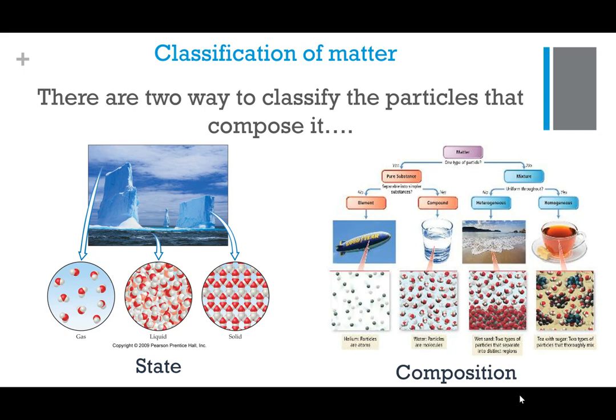There's two ways to classify matter. We're going to classify matter by state, and we're going to classify it by composition. State is probably something you've talked about since elementary school, so we're just going to go over that very, very quickly. Composition is going to take us a little bit longer to go through, just we have some definitions to get out of the way.